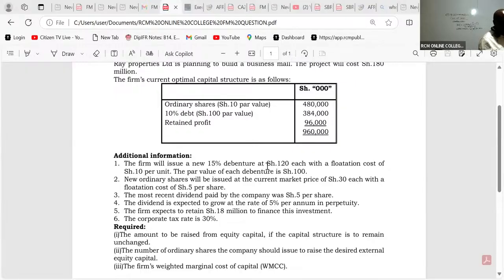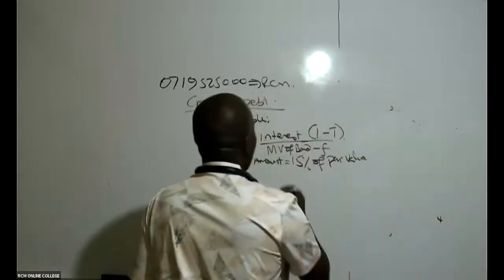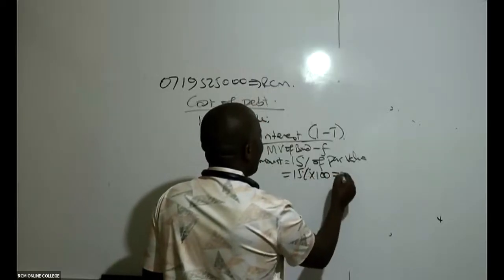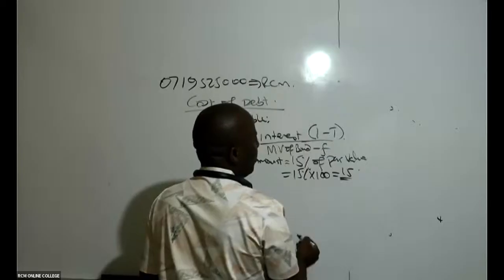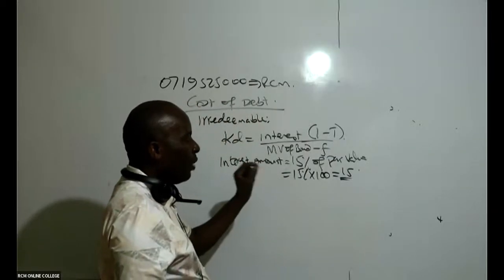The current market value of the bond is 120, with a flotation cost of 10 per unit, and the par value is 100. So it should be 15% of 100. This gives me 15 bob. So it should be 15%, not of the market value, but of the par value.